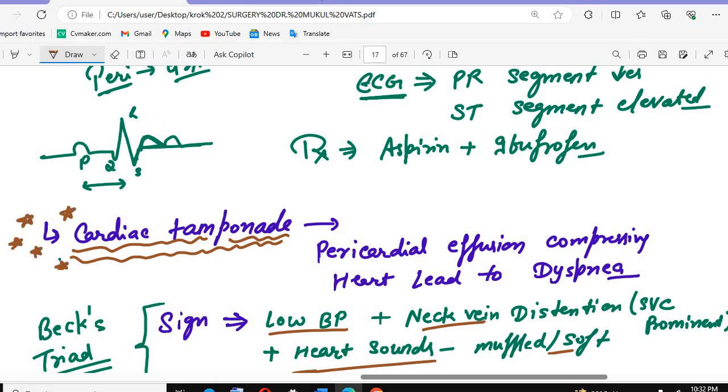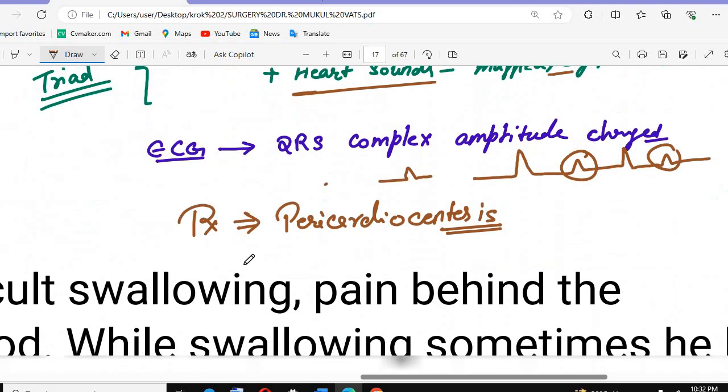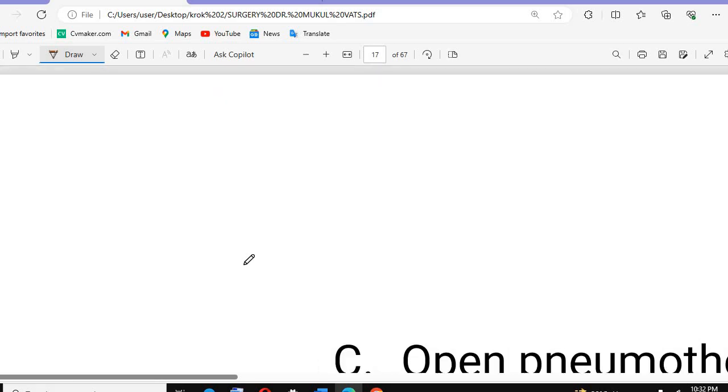Okay, is that clear? And after that, there is acute pericarditis. There is one more condition, we call it constrictive pericarditis. We call this condition constrictive pericarditis.